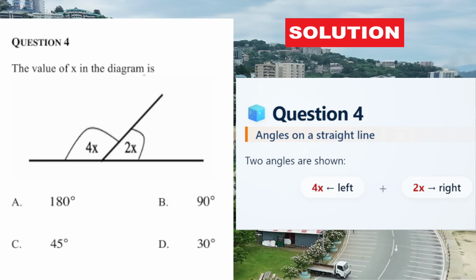Step 1. Let's start by identifying what we're working with. We have two angles. The angle on the left is 4x and the angle on the right is 2x. Both of these angles share the same point on the straight line, and together, they cover the entire straight line. Nothing is missing.